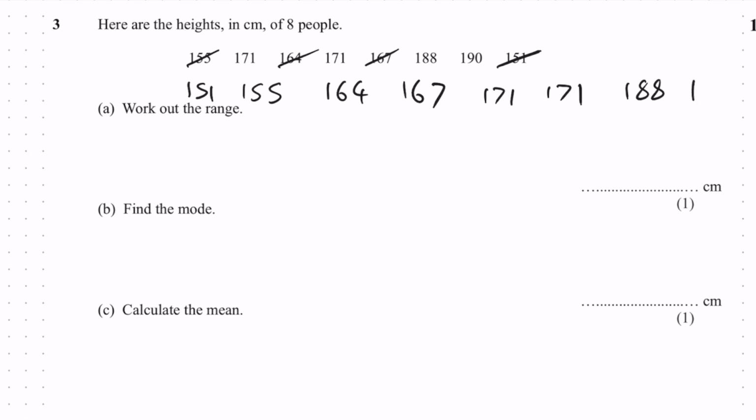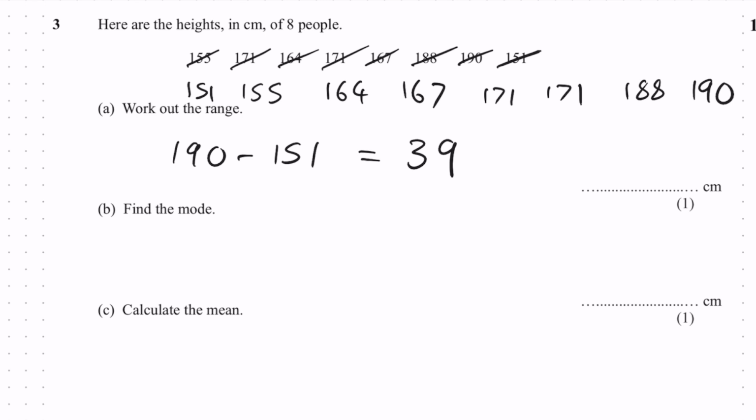Now that's going to make your life a lot easier. Trust me, you want to be doing this. So my first question, I need to find the range. The range, remember, is the largest minus the smallest. So it's the difference between the biggest and the smallest value in our data. So here, that is simply going to be 119 minus 151, which will be equal to 39.